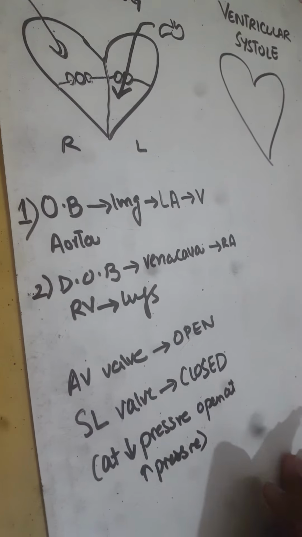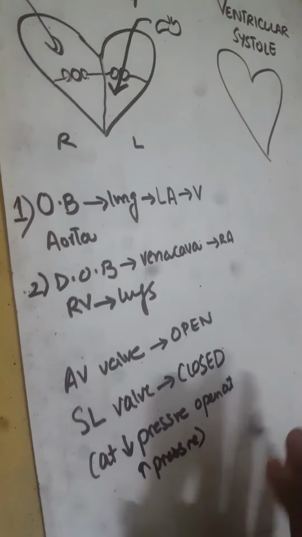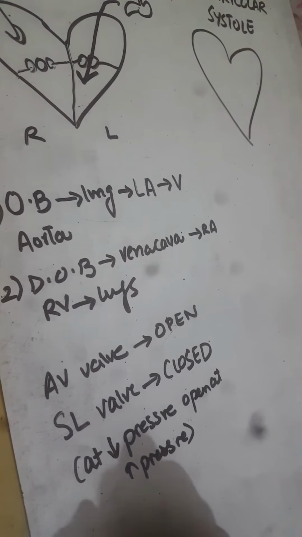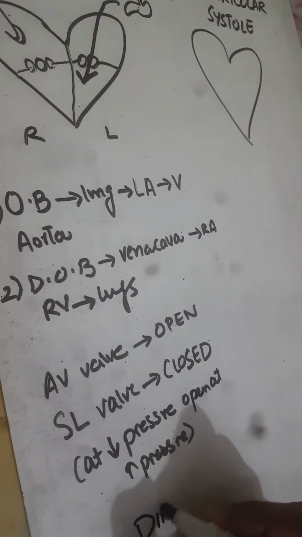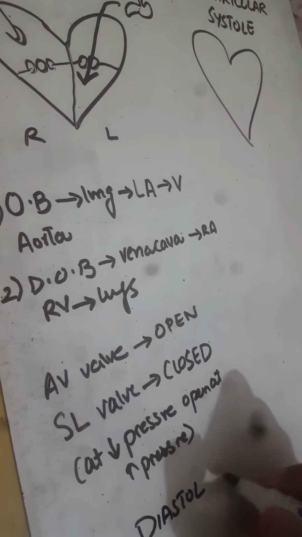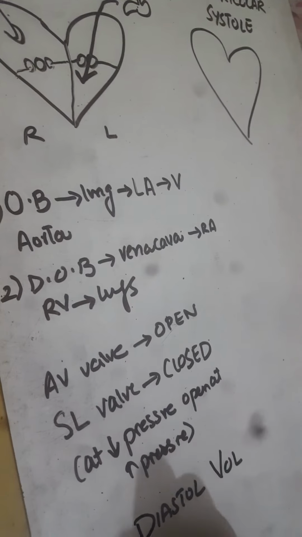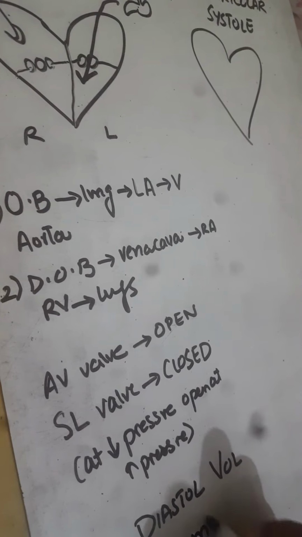This stage of the cardiac cycle is also known as end diastolic volume, or the diastolic stage. It is about 120 milliliters.